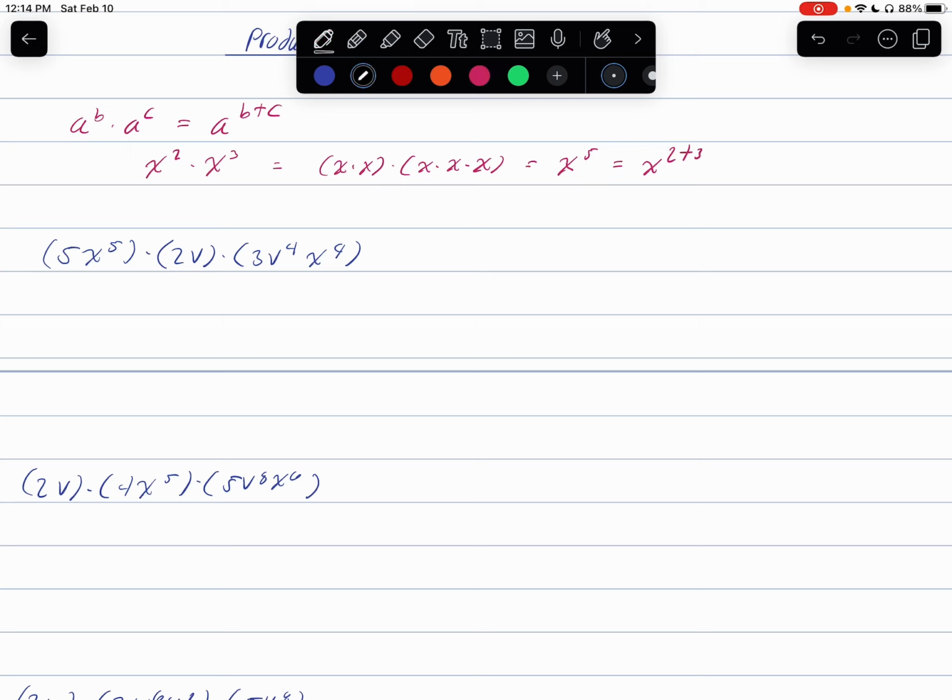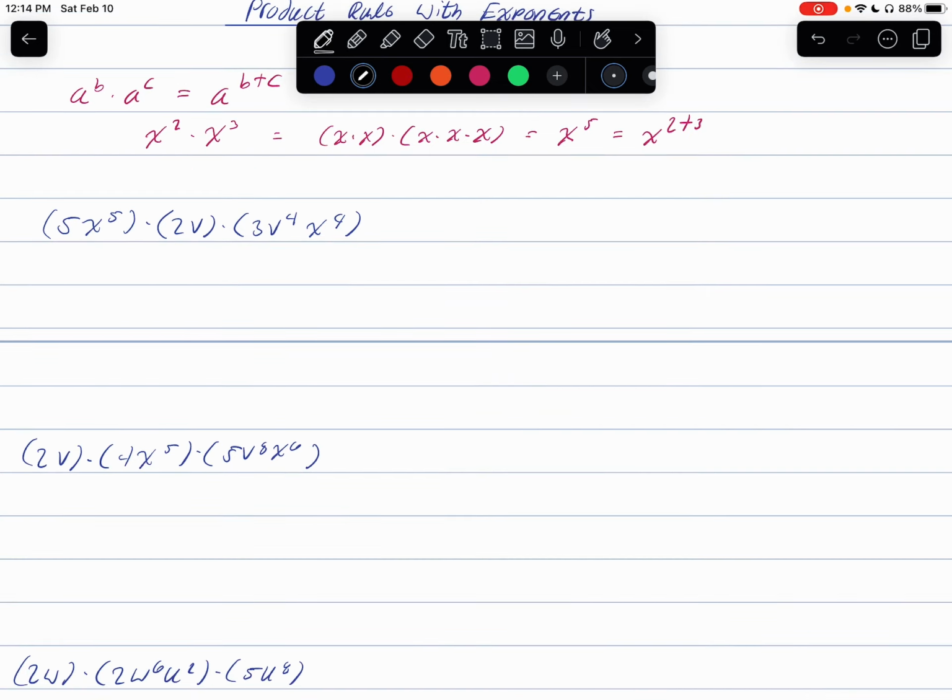Here we have 5x to the fifth times 2v times 3v to the fourth times x to the ninth. With multiplication, we can just combine everything together that needs to be multiplied together. So let's combine like stuff together. You can move things around to the left and right. So this is going to be the same thing as 5 times 2 times 3 times x to the fifth times x to the ninth, and then we're going to have v times v to the fourth.